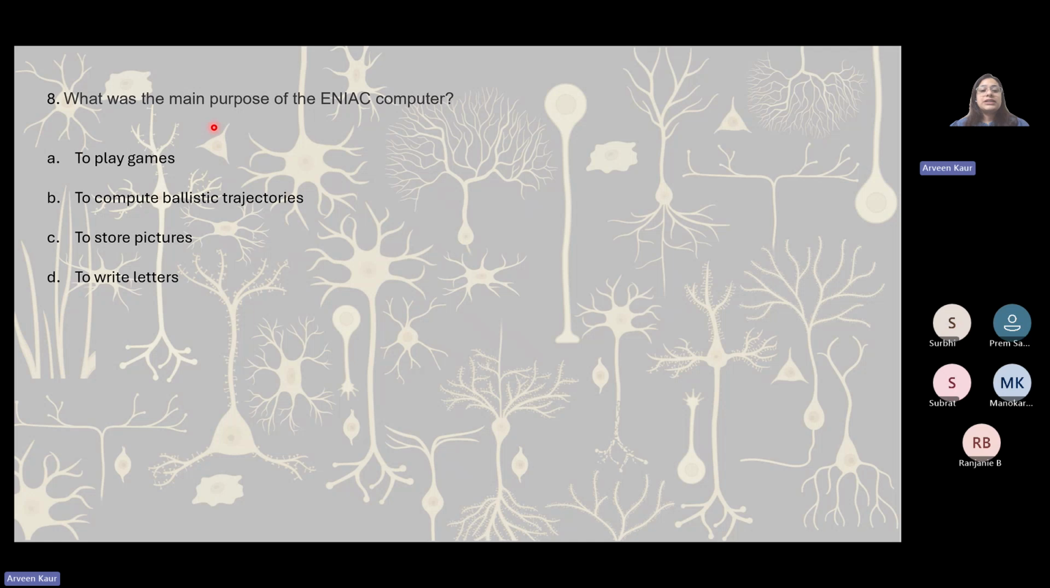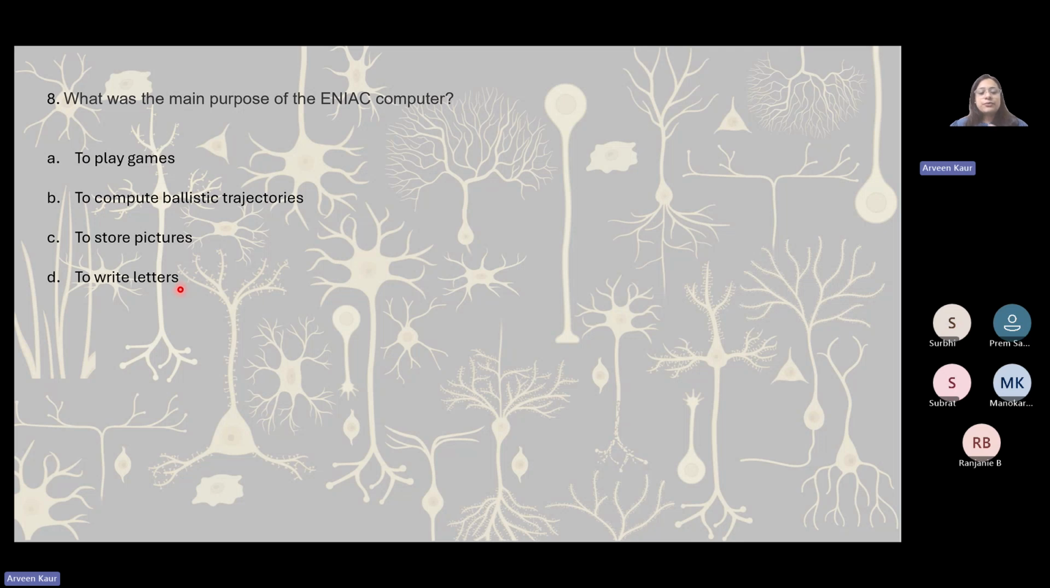So, what is the main purpose of the ENIAC computer? Is it to play games, or to compute ballistic trajectories, or to store pictures, or to write letters? Back in the day, storage problems came much later, once the kind of computing power had already been established. Did we actually need to store whatever was computed, right? So that was not a problem. It was not developed to play games also. And it was definitely not to write letters. There was a typewriter for that. We didn't need a computer for it, right?